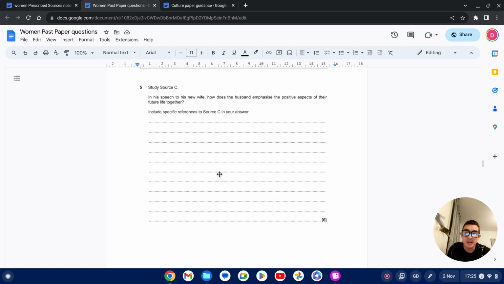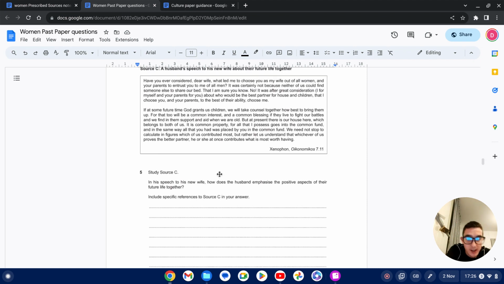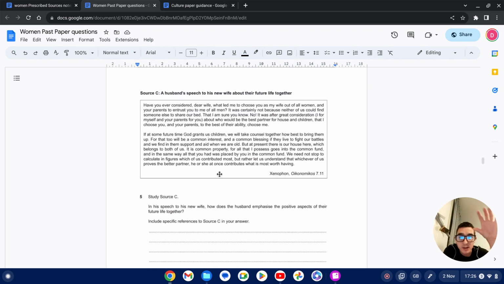Include specific references to source C in your answer. So here you can see how your 6 mark questions are related to the source from the insert. You need 3 points. These 3 points need to come from the source itself. They need to be relevant to your question. Okay? You don't need any other knowledge.